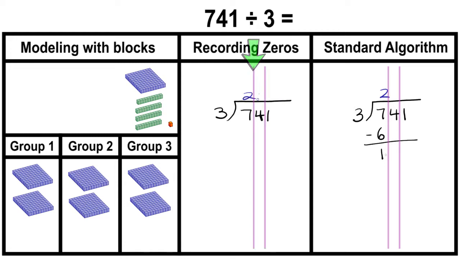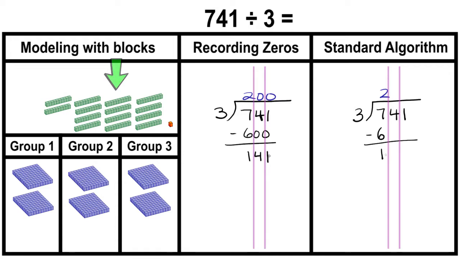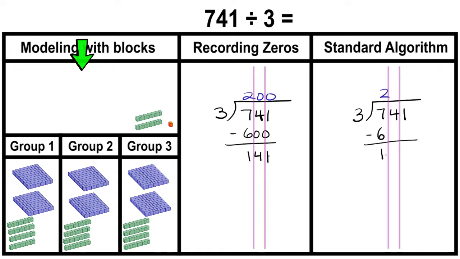700 divided by 3 is 200 in each group, leaving 141 after you subtract. Regroup the 100 left into 10 tens, making 14 tens altogether to be divided into 3 groups. 14 divided by 3 is 4 tens in each group, with 2 tens left. 141 subtract 120 is 21 left.